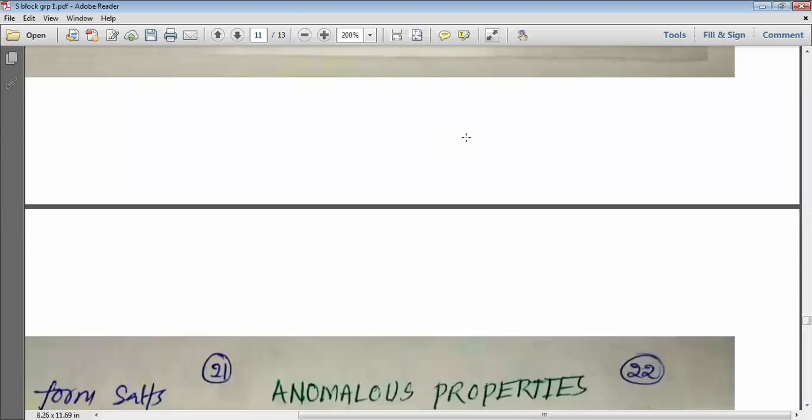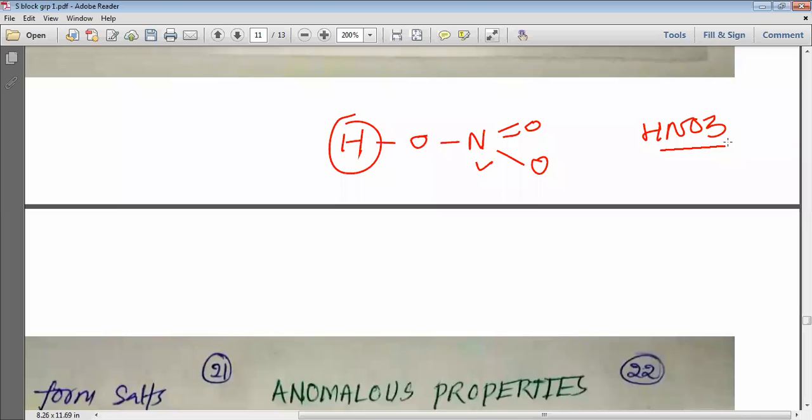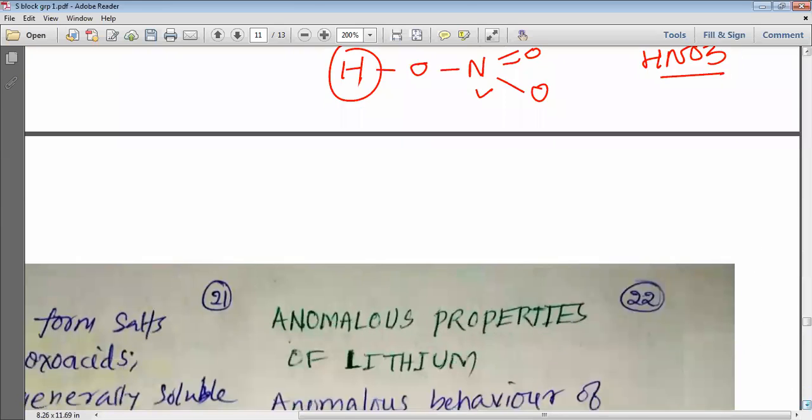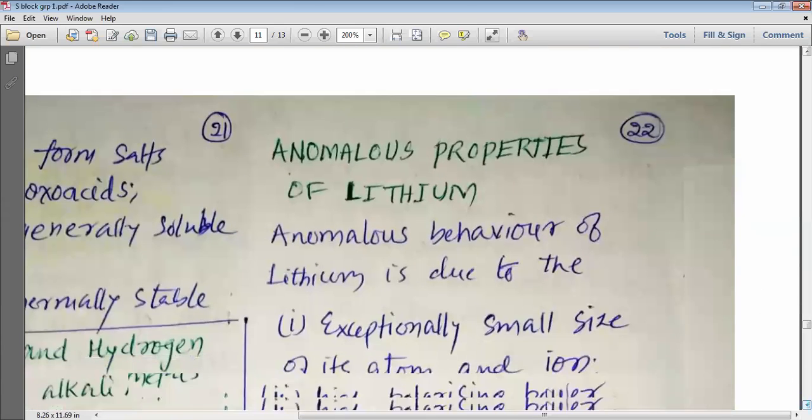Even if you look into HNO3, you have N double bond O. This is NO2, and then you have O, and then you have H. So this H, which is responsible for the acidic character in case of HNO3, is not even directly bonded to the nitrogen. So this HNO3 is also an oxoacid, we can say. So now you might have understood about the oxoacids.